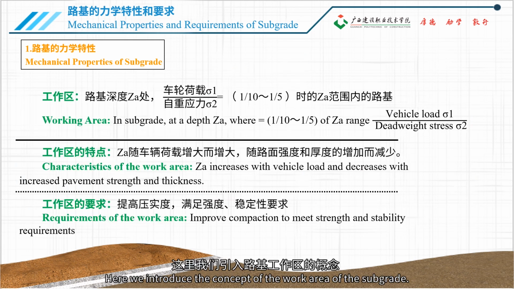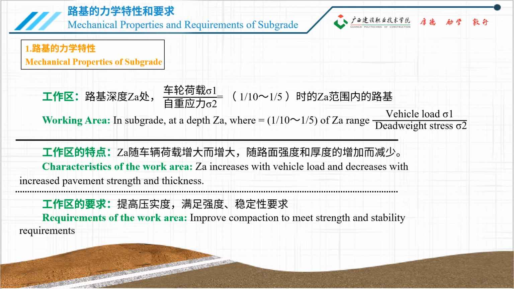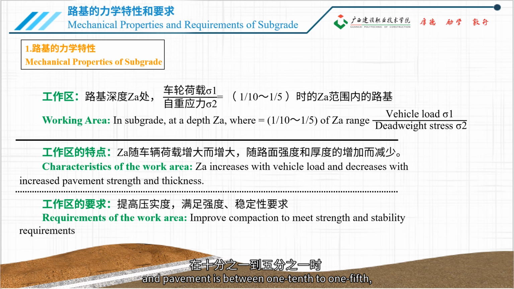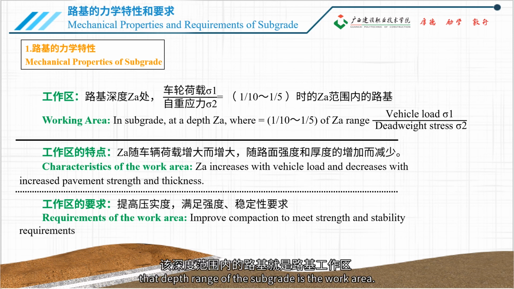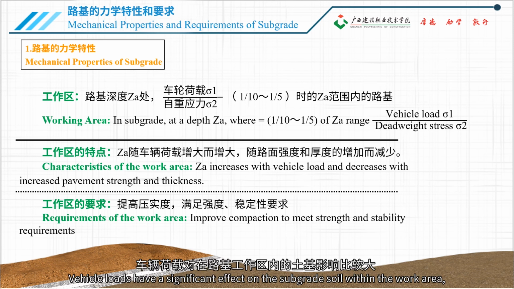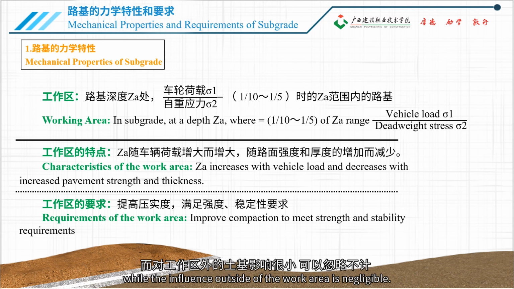Here we introduce the concept of the work area of the subgrade. At a certain depth in the subgrade, when the ratio of additional stress caused by vehicle loads to the deadweight stress of the subgrade in pavement is between 1/10 to 1/5, that depth range of the subgrade is the work area. Vehicle loads have a significant effect on the subgrade soil within the work area, while the influence outside of the work area is negligible.